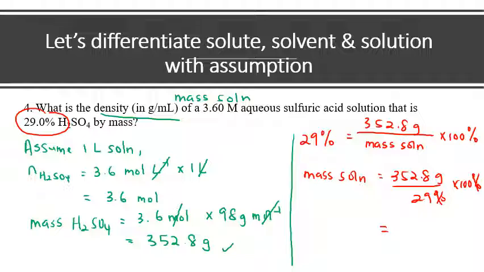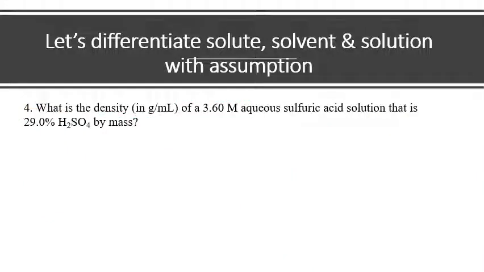So we continue with calculation. 352.8 divided by 29 and then multiply with 100. So we will get the mass of solution is 1216.55 gram. So we will continue with next slide to get the density. Okay, we proceed with the last part, which is to determine the density of solution in gram per ml. So just now we have density of solution equal to mass of solution that we get, which is 1216.55 in the previous slide.